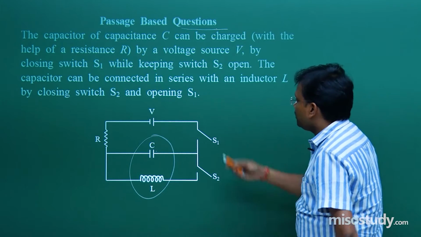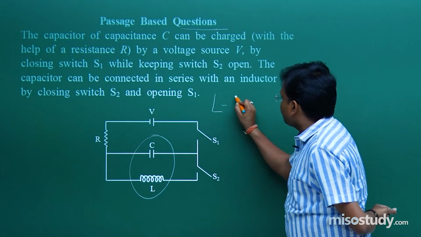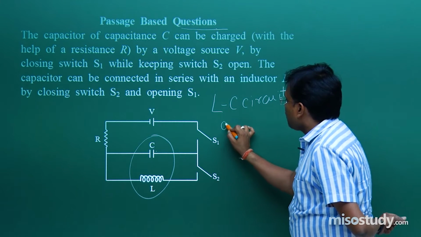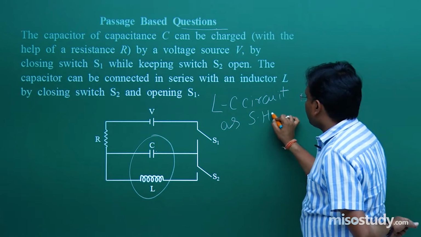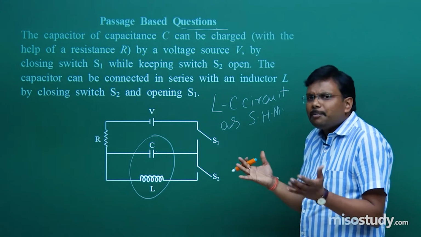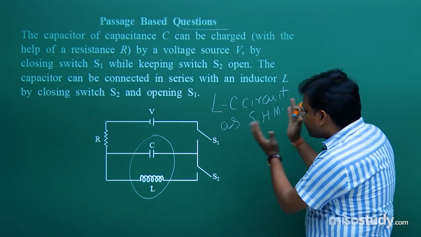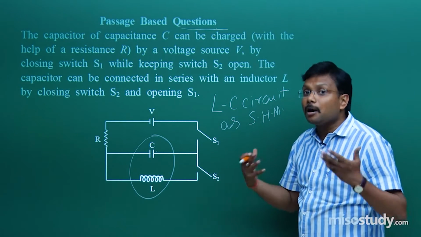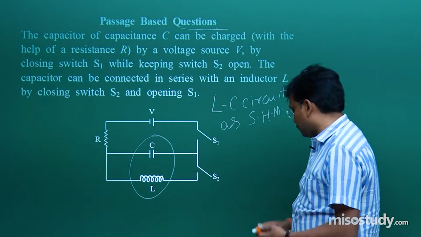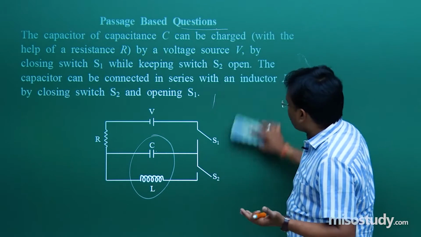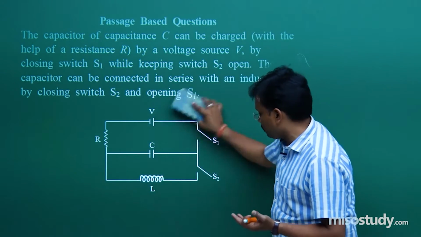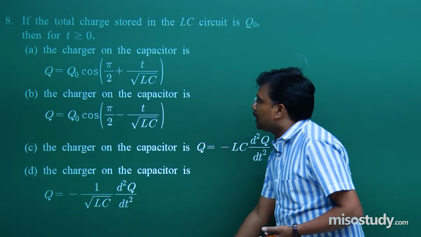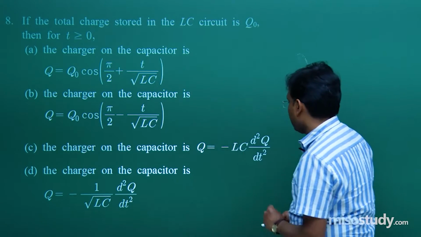So if I am saying LC circuit, fine, as SHM, simple harmonic motion in terms of energy exchange. So with this idea, where I am comparing this LC circuit with simple harmonic motion concepts, then we will try to find out the solution of question number 8 based upon this paragraph, this situation. Okay, so let's try to find out the entire solution.